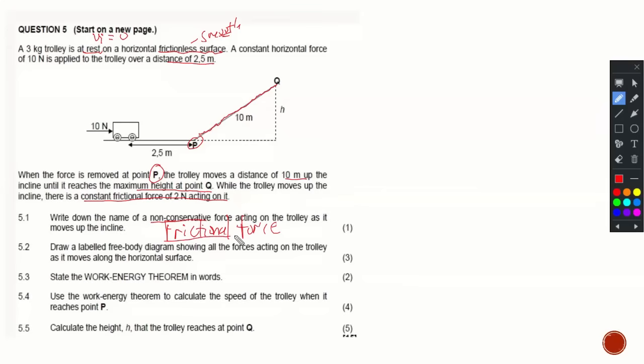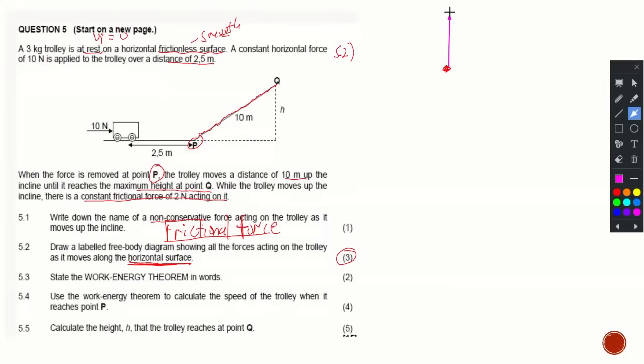So you see that when we come to W net, it is more like a combination of the work done by non-conservative forces and also the work done by the conservative forces. Then 5.2: draw a labelled free body diagram showing all the forces acting on the trolley as it moves along the horizontal surface. So 3 marks, 3 forces. So for 5.2, this is what we have.